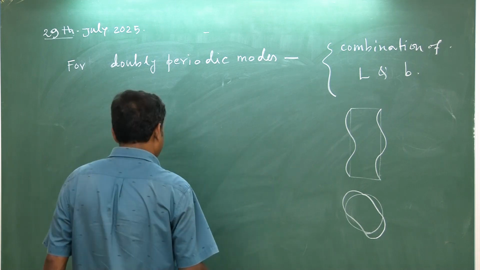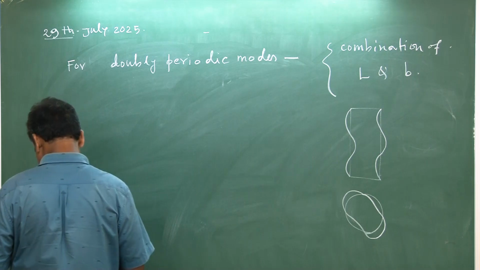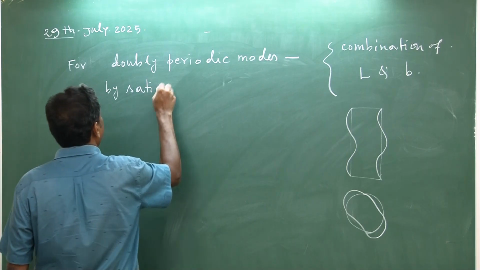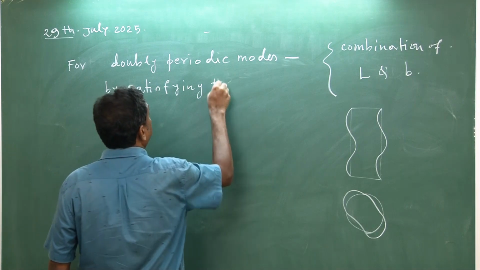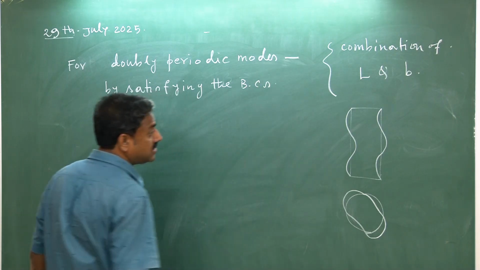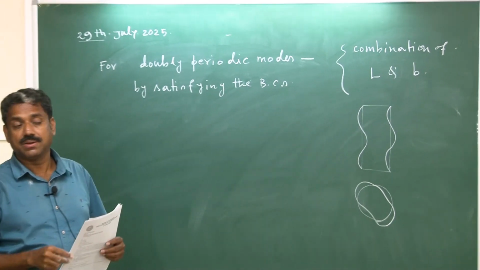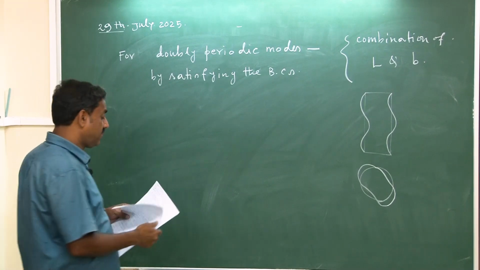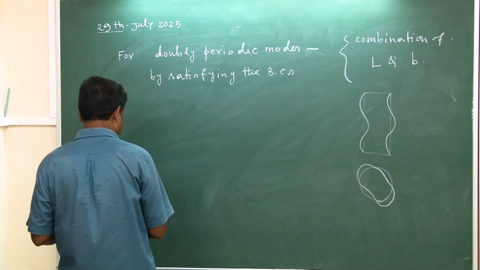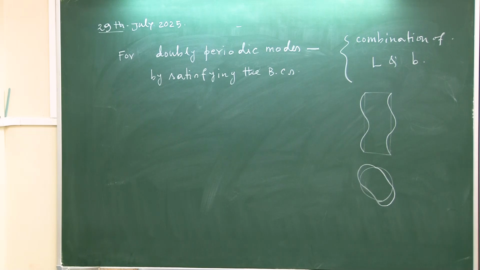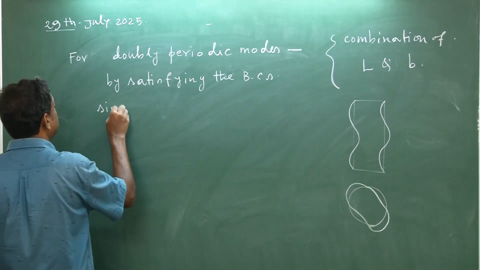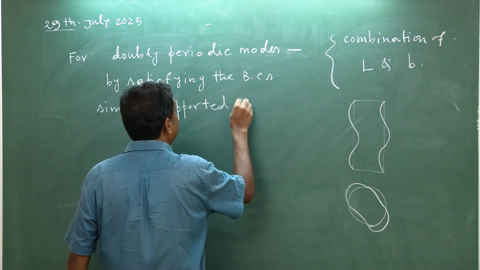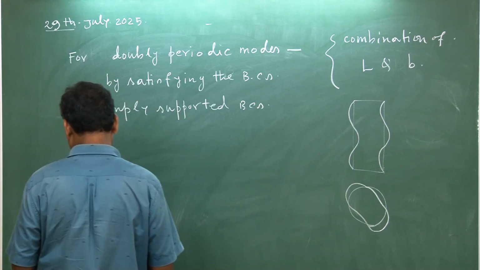So for the doubly periodic mode, you have to satisfy the boundary conditions, and for different cases you have to satisfy different boundary conditions. When you assume these cosine and sine functions, those things you have to keep in mind, which functions you will assume, okay. For example, the simply supported boundary condition, right.